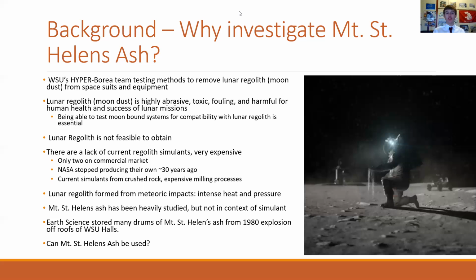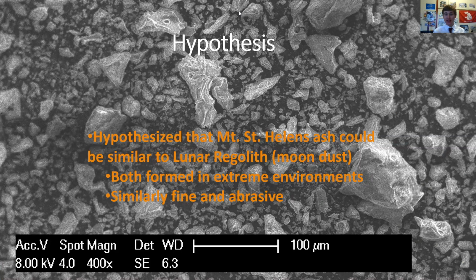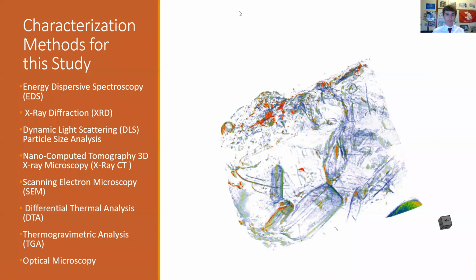So what we're really looking at is, can this Mount St. Helens ash be used, and is it similar to lunar regolith? That's what we hypothesized, that the characteristics may be the same. That was because both were formed in extreme environments, and they're both similarly fine and abrasive. And this is an overview image of lunar regolith.